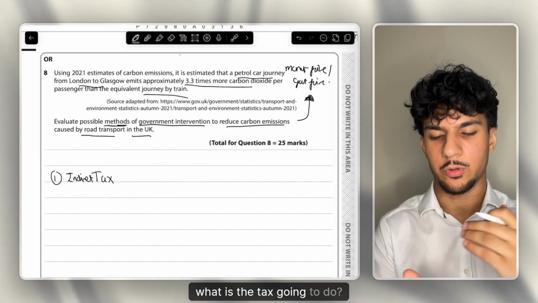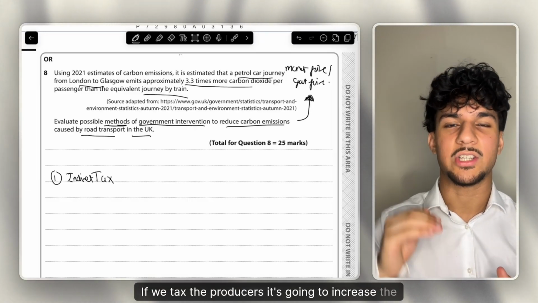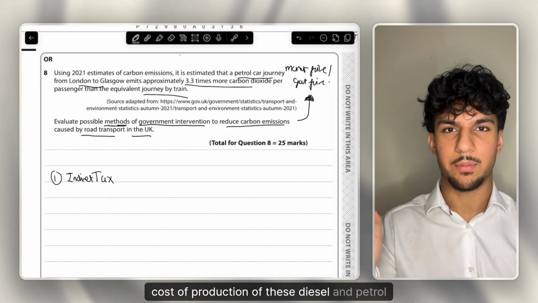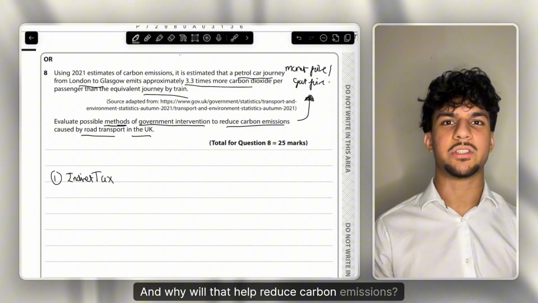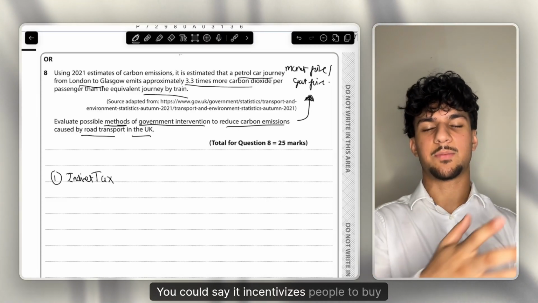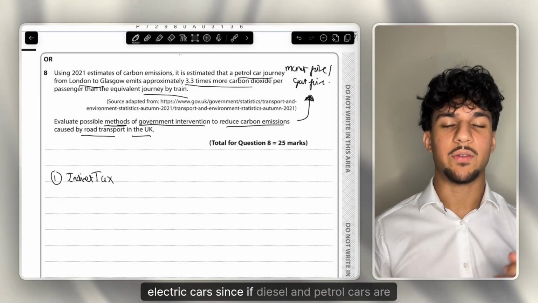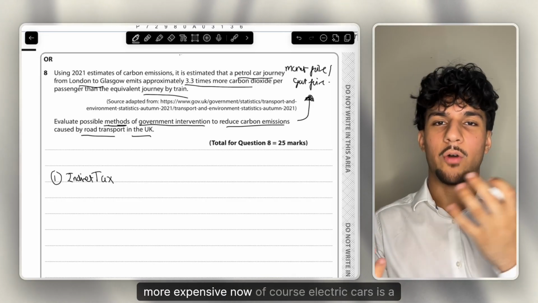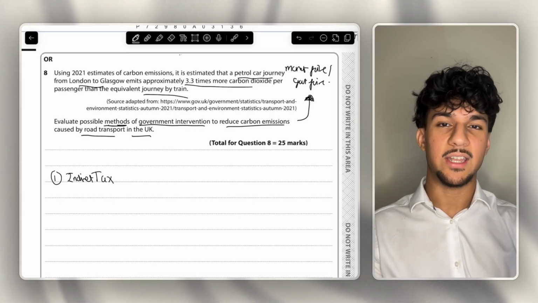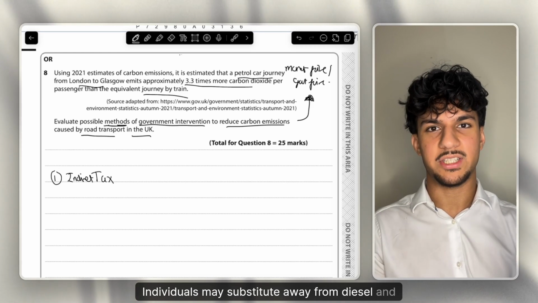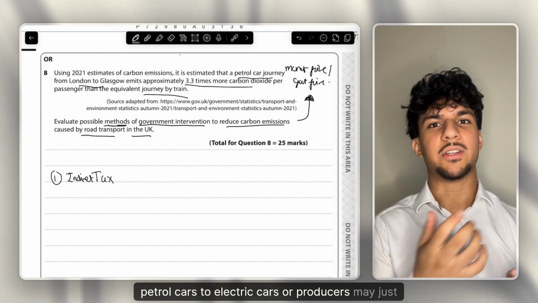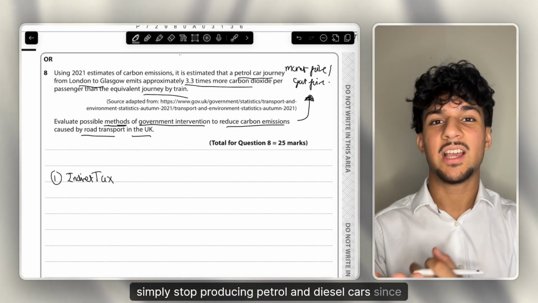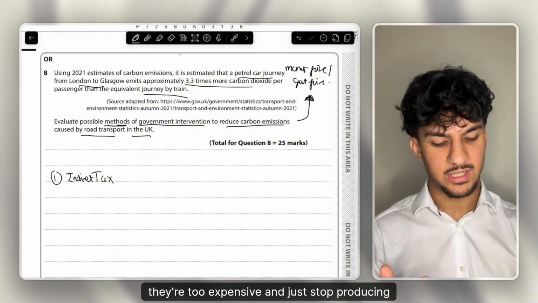So what is a tax going to do? If we tax the producers, it's going to increase the cost of production of these diesel and petrol cars. And why will that help reduce carbon emissions? You could say it incentivizes people to buy electric cars, since if diesel and petrol cars are more expensive now, of course electric cars are a substitute. Individuals may substitute away from diesel and petrol cars to electric cars, or producers may just simply stop producing petrol and diesel cars since they're too expensive and switch to producing electric cars.